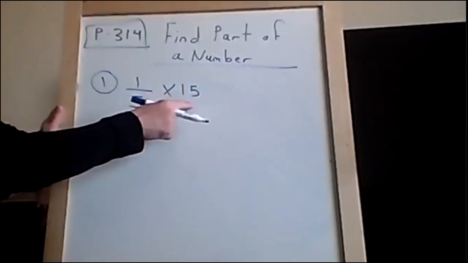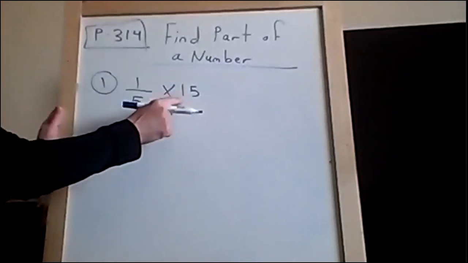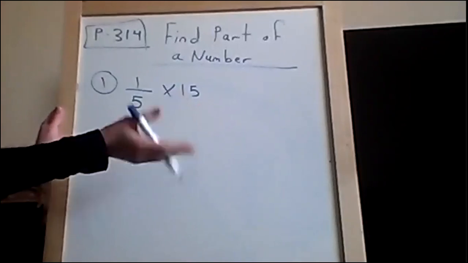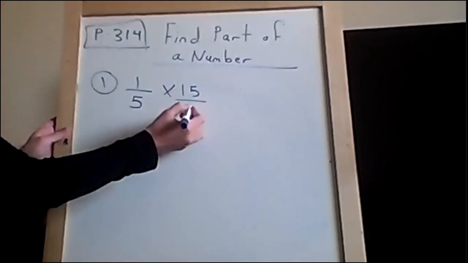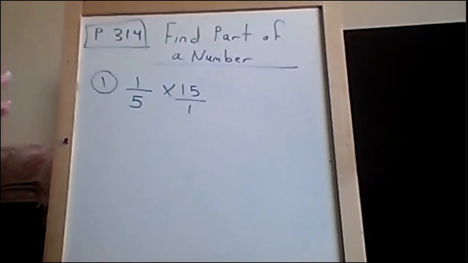Now, if you have any whole number, because I don't have a fraction here, you have to write it as a fraction. How? You have to make it 15 out of 1, or 15 over 1. Okay? Now we will begin with the simplest form. We have 2 ways to solve this problem. First way, you make the simplest form before you multiply. Second one, you make the simplest form after you multiply.